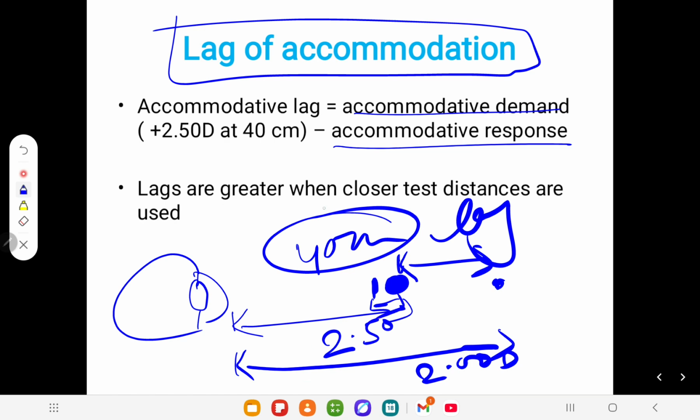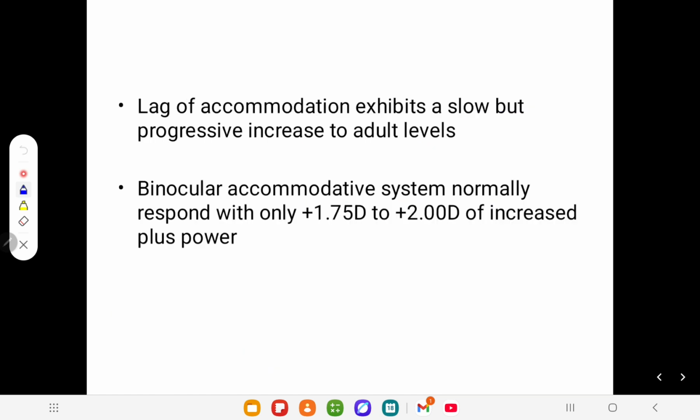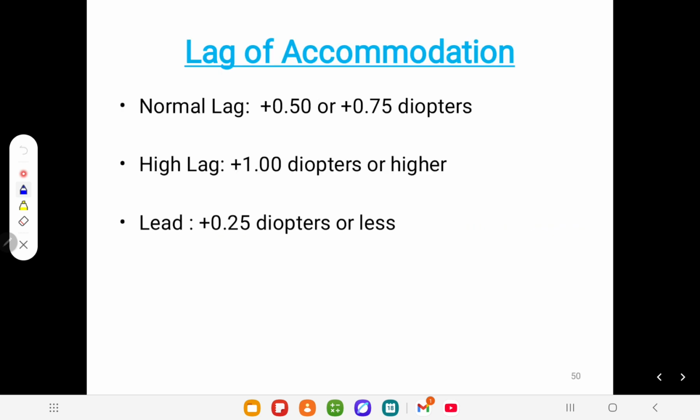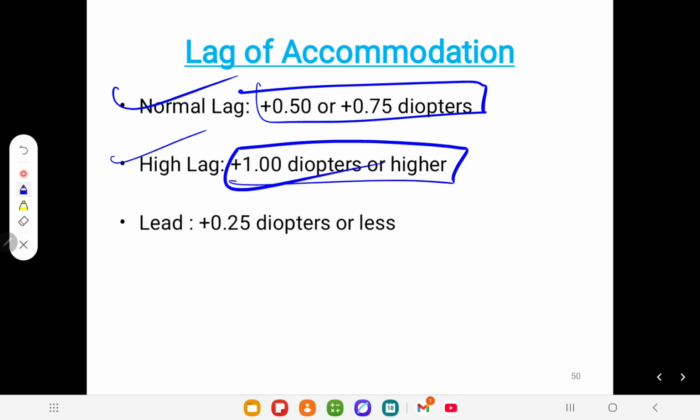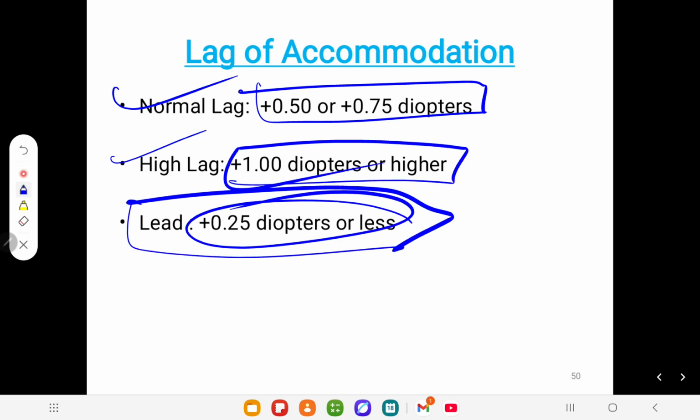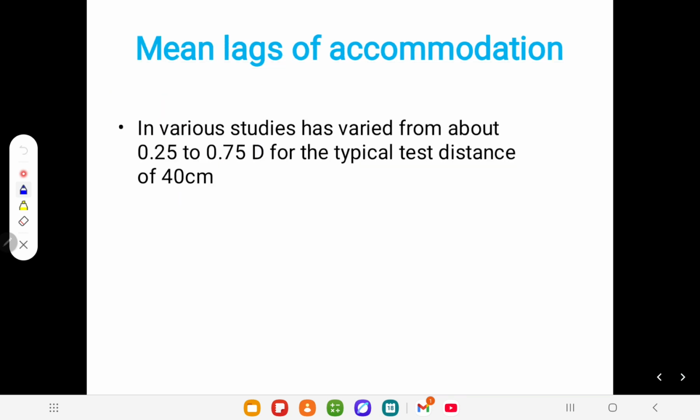Okay, the lags are greater the closer the test distance used. The closer the test distance, like 10 centimeters, the lag is higher. The lag of accommodation exhibits a slow but progressive increase towards adult level. It's always important: the binocular accommodative system usually responds with only 0.5 to 0.75 diopter increase in plus power. So normally lag of accommodation is this. It's very important. Always asked in the MCQs. Higher is this, if lead is this, it's not normal. Okay, 0 is not at all normal.